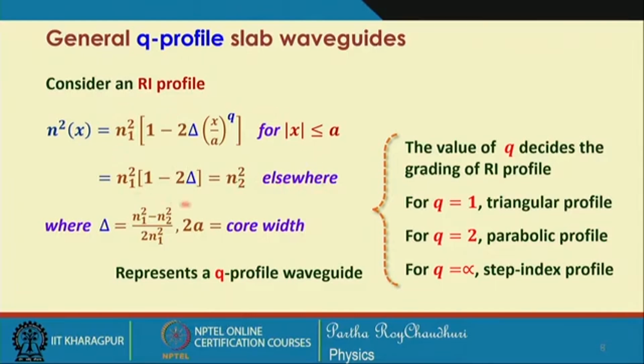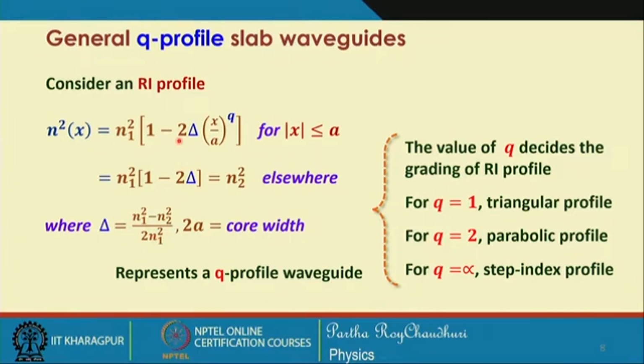So, this is a general expression for any graded profile slab waveguide, where this delta is the relative core cladding refractive index difference, which is defined by n 1 square minus n 2 square divided by 2 n 1 square. If you expand this, it becomes n 1 plus n 2 into n 1 minus n 2 divided by 2 n 1 square. For a very small difference in the refractive index, this becomes twice n 1 into n 1 minus n 2 by 2 n 1 square, so n 1 minus n 2 by n 1. That is another way of defining this, and this twice a is the core width. So, this represents a general graded index profile for slab waveguides.